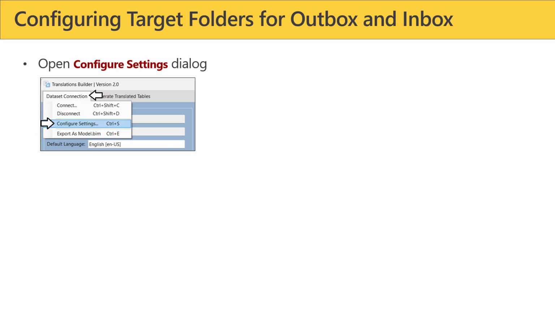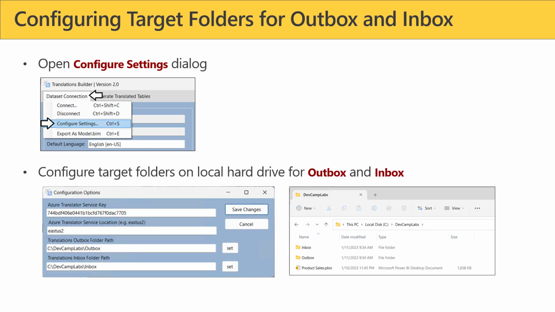Anyway, I digress. Once you choose configure settings, it's going to bring up the configure settings dialog, which then allows you to point to folders on your local hard drive. And the idea is that then you have one dedicated folder where you're generating all your translation sheets to send out to translators. And then you have an inbox folder, where all the updated translation sheets get stored to basically ease looking for files during import operations.